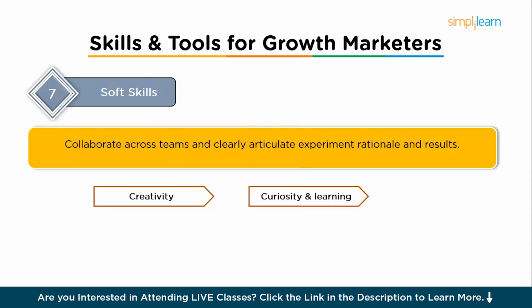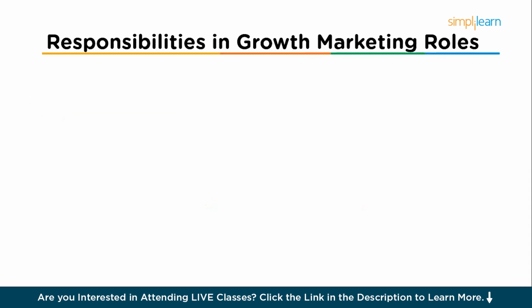So now let's move forward and see typical responsibilities and KPIs, key performance indicators, in growth marketing. First we will discuss responsibilities. Growth marketers often work across the entire funnel, from attracting prospects to turning them into loyal customers. So their responsibilities are diverse and can be grouped into key focus areas.